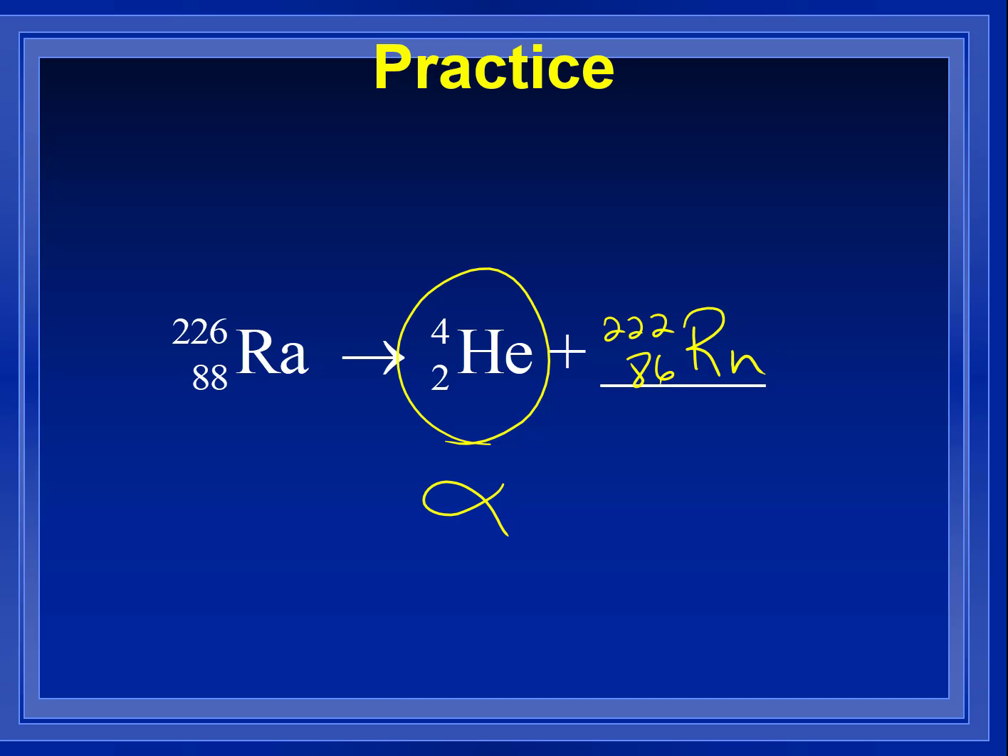Okay, pretty easy. Actually, there's one I want to do. Write the equation for the alpha decay of neodymium-144. I'm not asking you any new skills. You just have to remember where to put things in relationship to the arrow.